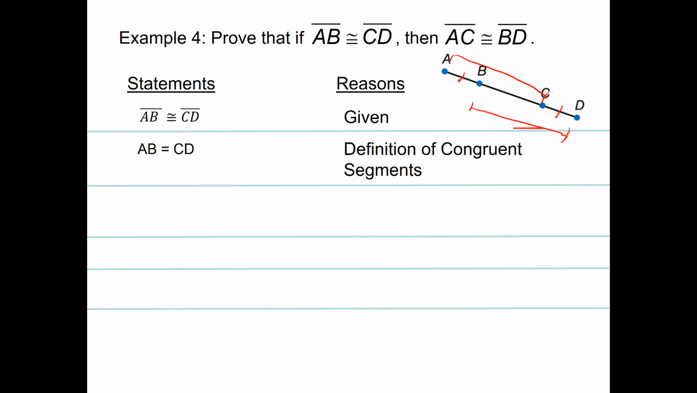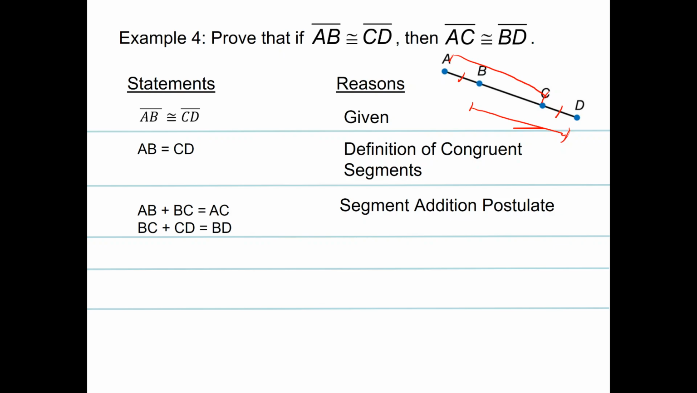Now, next up, I'm going to invoke my segment addition postulates. So AB plus BC equals AC. That's what I've marked on top in red. BC plus CD equals BD. That's what I've marked on the bottom in red. And that is my segment addition postulate.